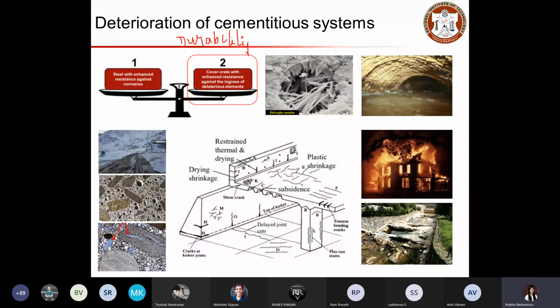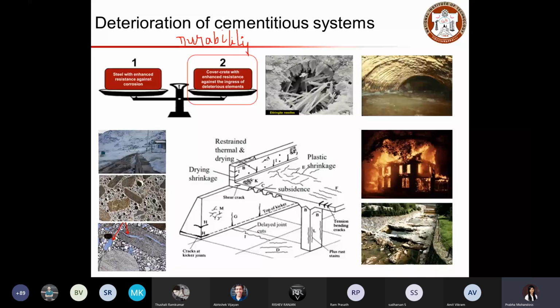So here you can see trinket needles that are formed, and this is a sewer pipe construction where you can expect acid attack, and here you have fire attack. So depending on the condition or the environmental situation, your concrete behaves differently, and you need to understand how the concrete behaves in different atmospheric or environmental conditions to know its repair strategy.